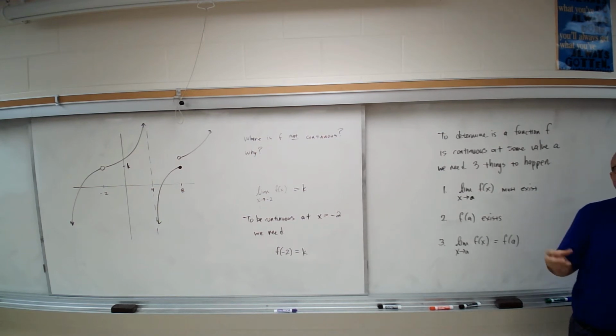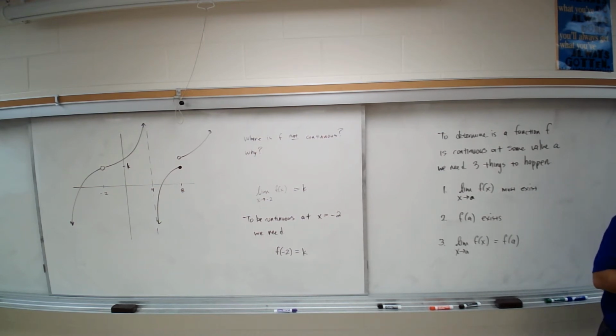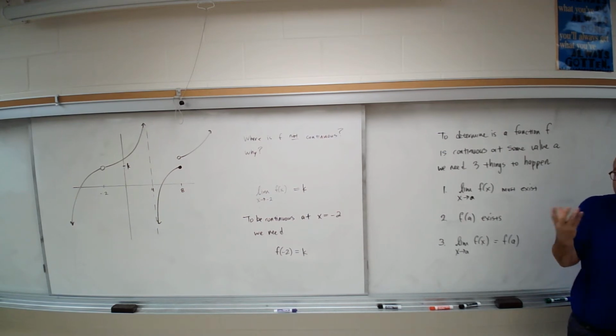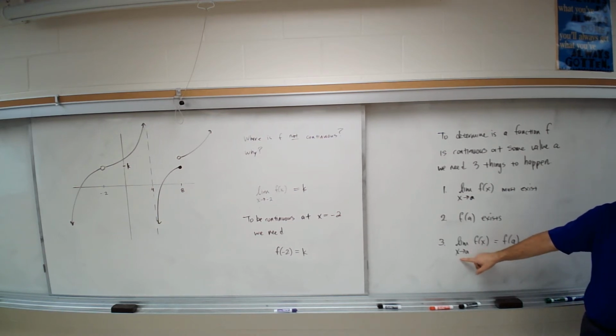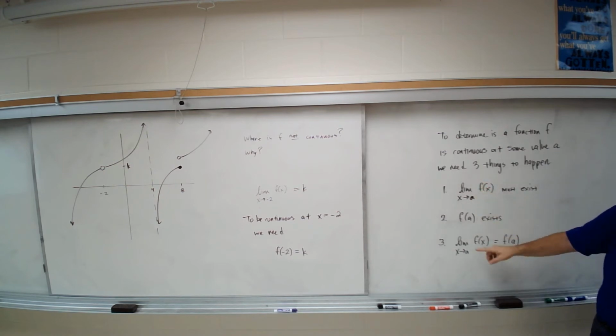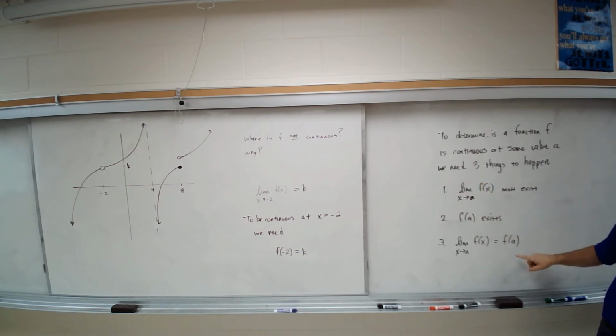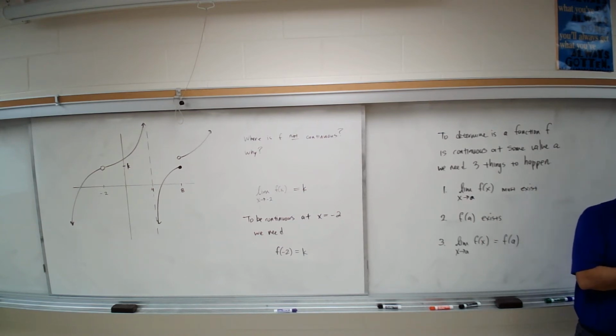If you plug a into the function and get undefined, it's not going to be continuous there. Or if you get indeterminate or, you know, whatever, that's not going to be a continuous point. And then that limit of f of x as x approaches a that we had in step 1 has to be the same as this value that we had in step 2. Okay, so it's got a limit, it's got a value, the limit equals the value. That's how we prove it's continuous.